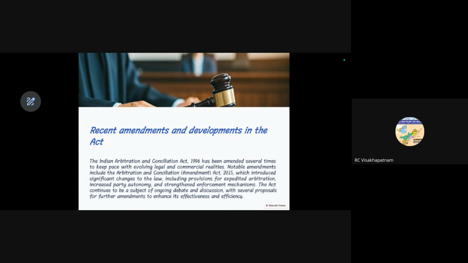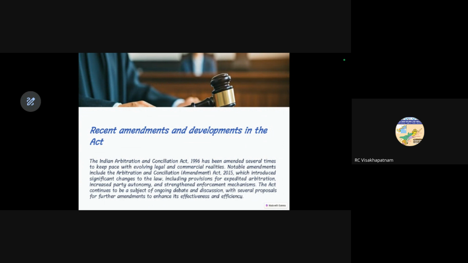So finally, what recent amendments and developments regarding this Act have happened? A notable amendment is in 2015, which introduced significant changes to the law, including provisions for expedited arbitration, increased party autonomy, and strengthened enforcement mechanisms. The Act continues to be a subject of ongoing debate and discussion, with several proposals for future amendments to enhance its effectiveness and efficiency.